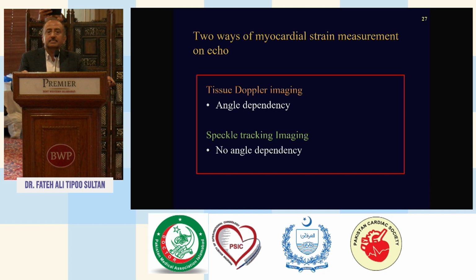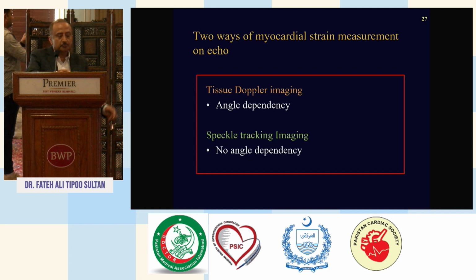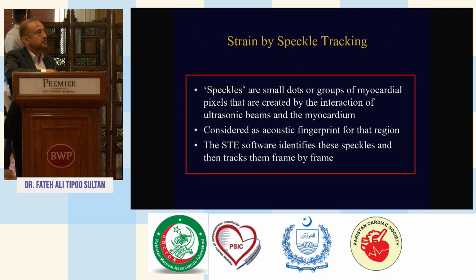So how do we measure this on echocardiography? Initially, when strain came, the people used to measure it by tissue Doppler imaging, but that was more angle dependent. And now, zindagi आसान हो गई है आप लोगों के लिए. So basically, it's speckle tracking. So now, speckle tracking echocardiography is available in each machine, and you can do that by speckle tracking.